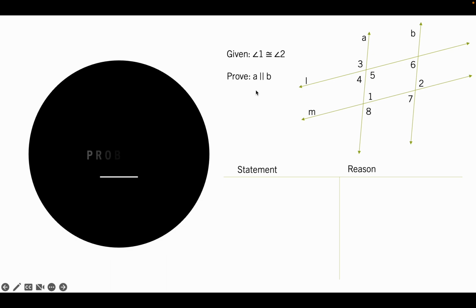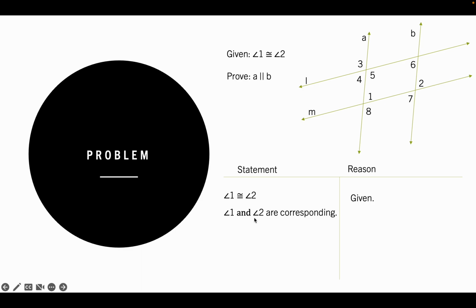All right, so I'm given that angle 1 is congruent to angle 2, and my job is just going to be to prove that line A is parallel to line B. Angle 1 is congruent to angle 2 is my first statement. That is a given.